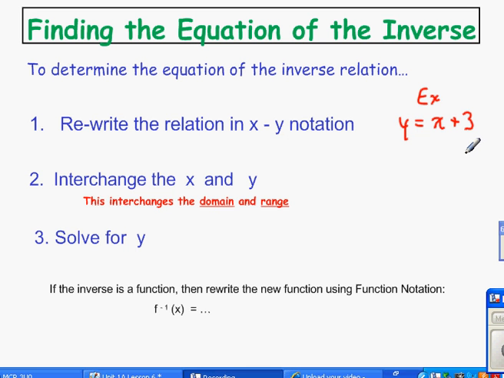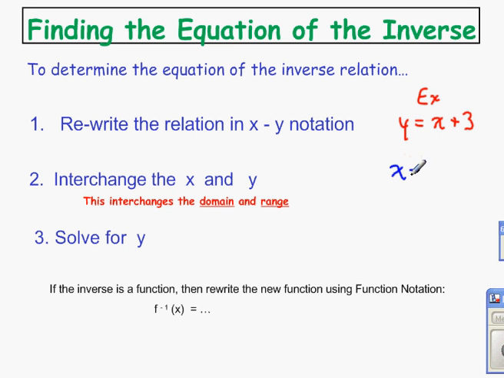Step 2 is to interchange the x and y, and that also interchanges the domain and range. So what I do is I take my equation here, and instead of writing y, I write x, and instead of writing x, I write y. Okay, step 3 is to solve for y. So this equation is pretty straightforward. We have to subtract 3 from both sides, so we have x minus 3 equals y.